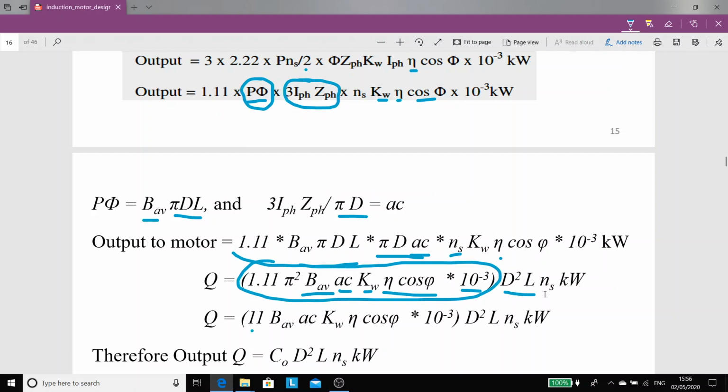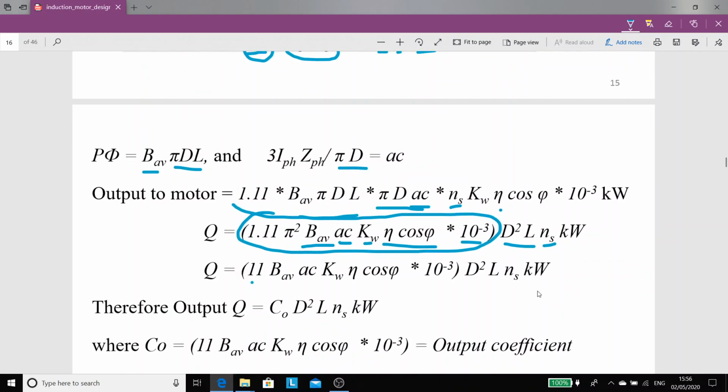Say this NS we cannot change, it depends upon the requirement of speed of our induction motor, and accordingly we have to select the number of poles for which we have to design our armature winding. So 1.11 into pi square becomes 11, and combinedly this factor we call the output coefficient of our induction motor.